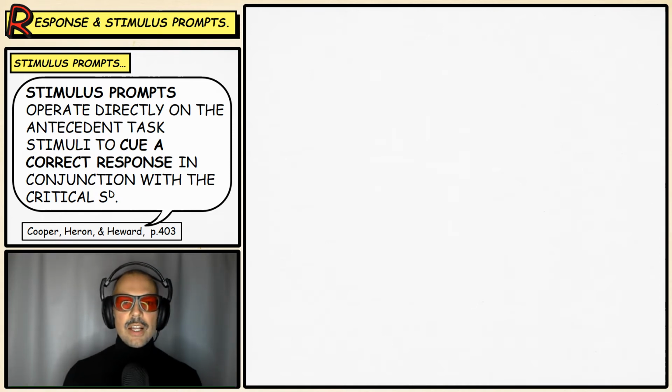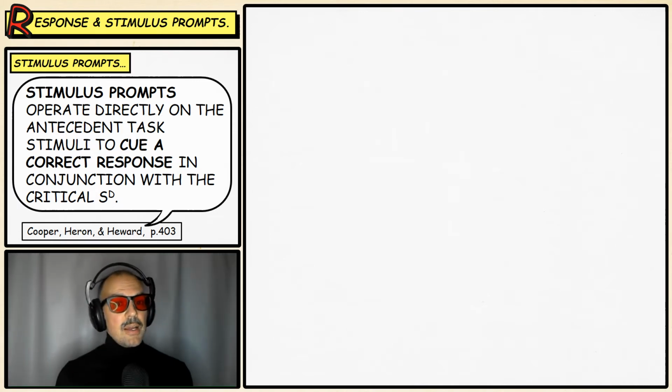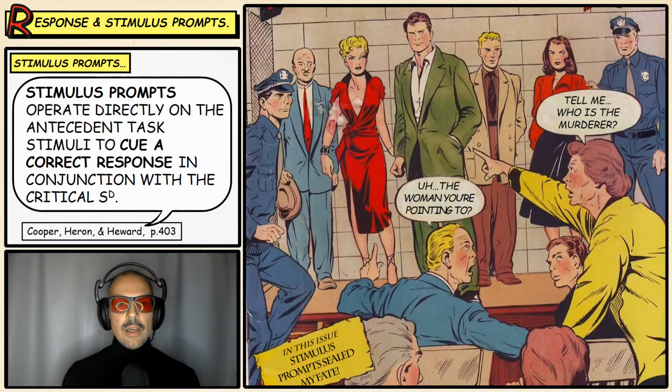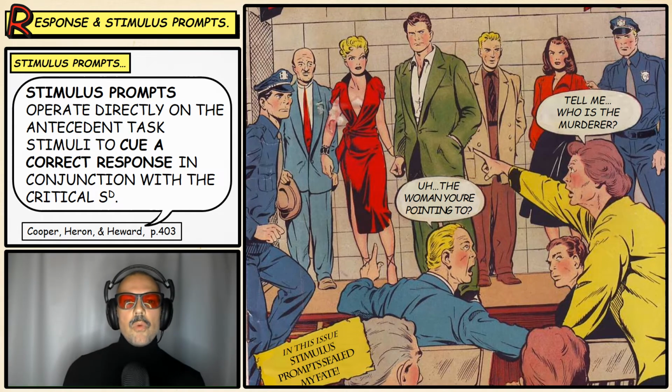They operate directly on the antecedent task stimuli to cue that correct response in conjunction with the critical discriminative stimulus. What that means is basically you have the discriminative stimulus that you are trying to establish stimulus control for, but then you add other stimuli that can signal the correct response. So stimulus prompts, one of the ways that they are used is in choice behaviors. So when you're trying to train somebody to make the correct choice, oftentimes it's great to use a stimulus prompt that makes that correct choice, that critical discriminative stimulus, more obvious.